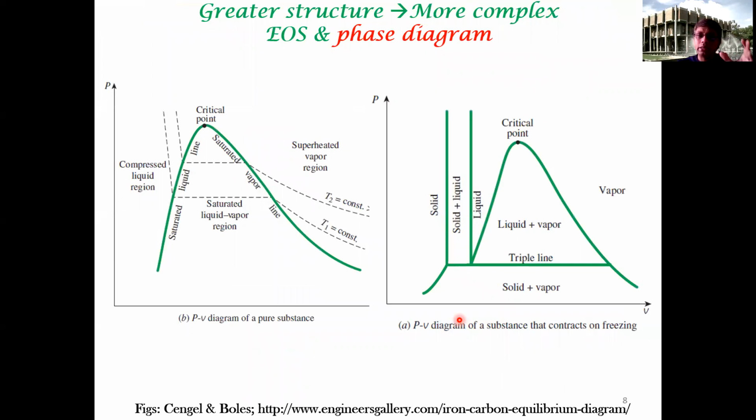The greater the structure, the richer the structure, the more complex is your equation of state, and then the more complex is the phase diagram. So what do you mean by phase diagram? These kinds of things, which we'll be drawing a lot. On one axis there'll be pressure, on the other axis there'll be molar volume. As you vary pressure and molar volume, which phase exists? This is all phase diagram for a pure substance. Both these things are phase diagrams for pure substances.